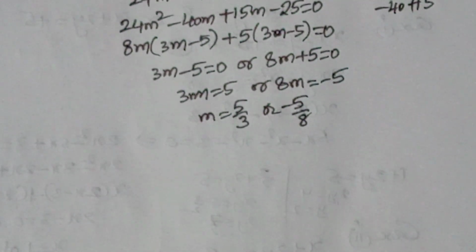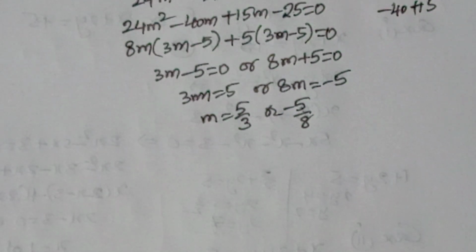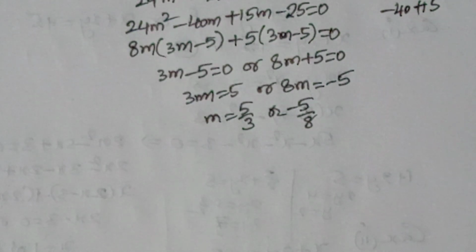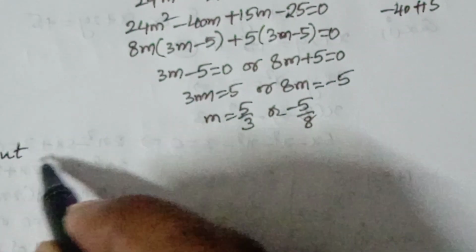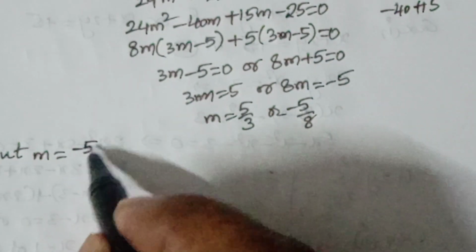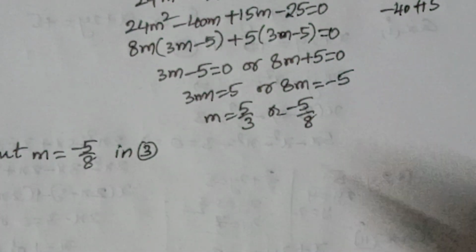So now we are going to substitute this value in equation 3. Three or 4, you can keep. Substitute the value in 3. So case 1: put m is equal to minus 5 by 8 in 3. So what is the third equation here?